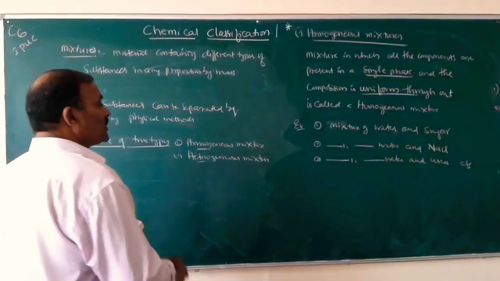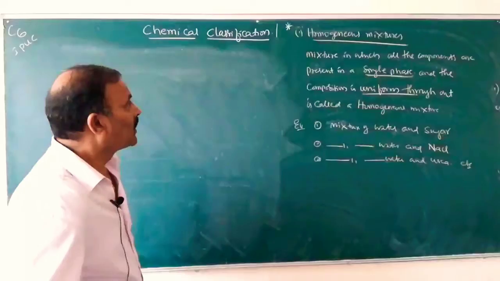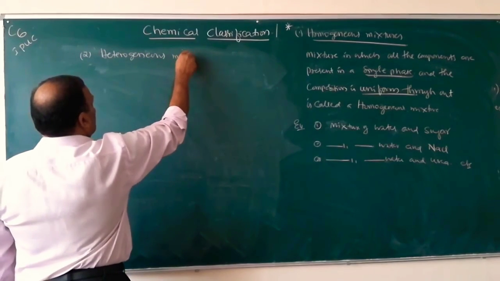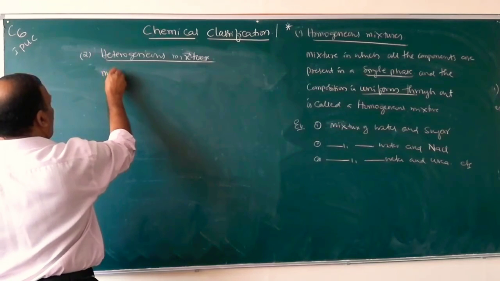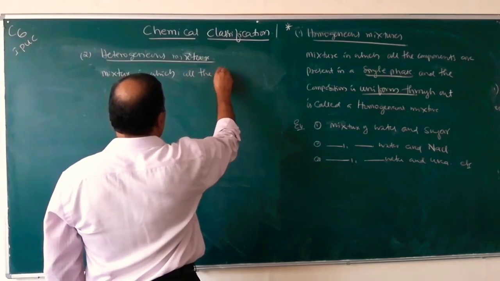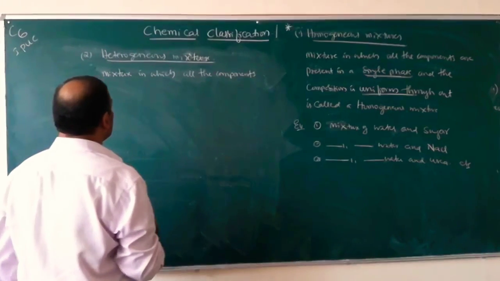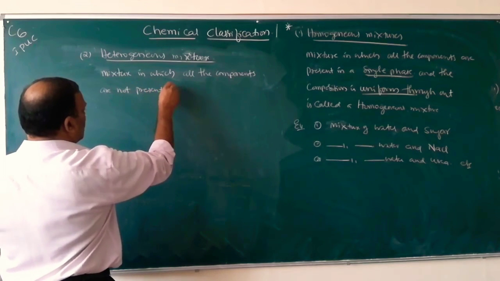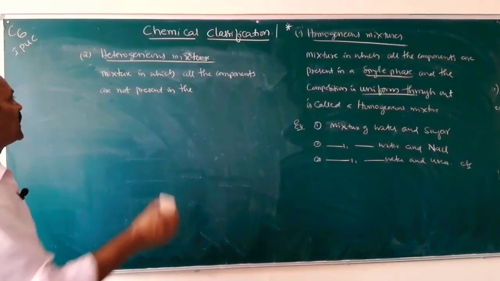So now write down heterogeneous mixture. Heterogeneous mixture. Write down, mixture in which all the components, or all the substances which are present in the mixture, are called components. Mixture in which all the components are not present in the same phase, are present in different phases.